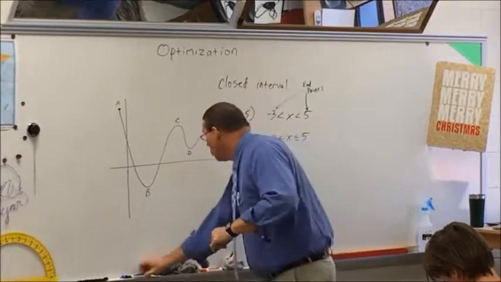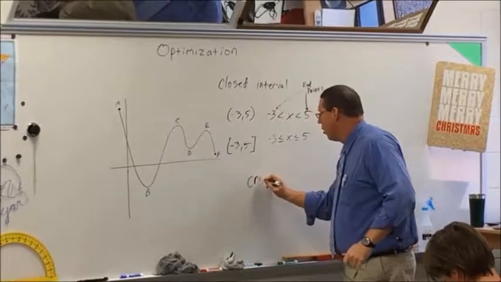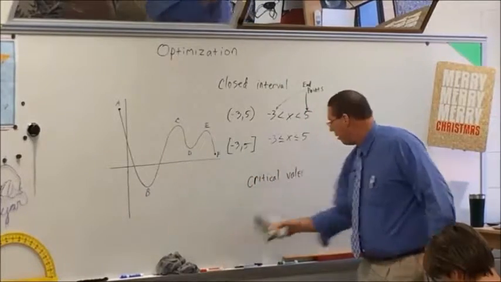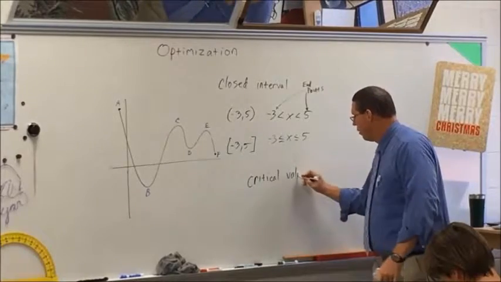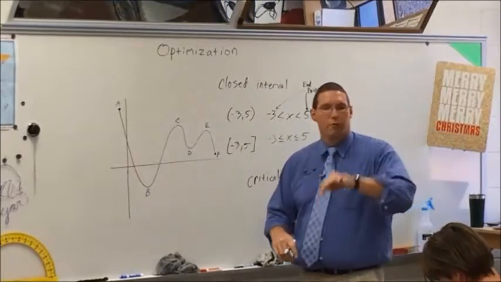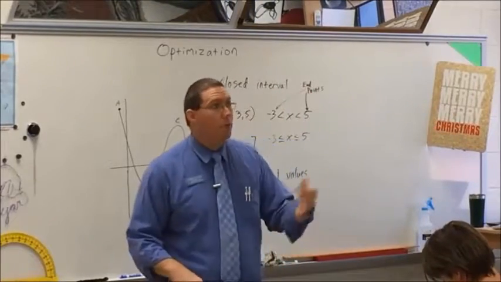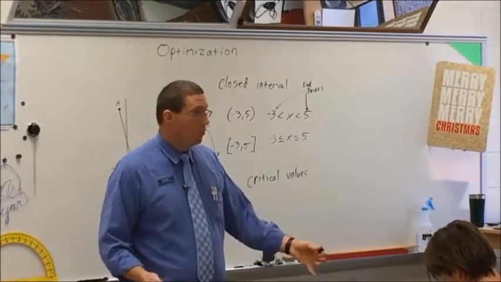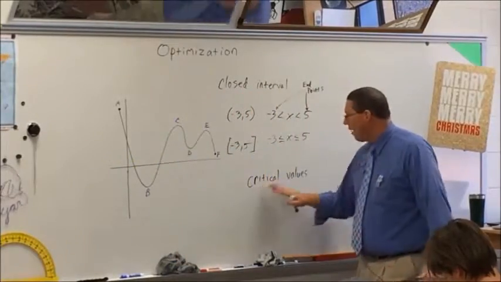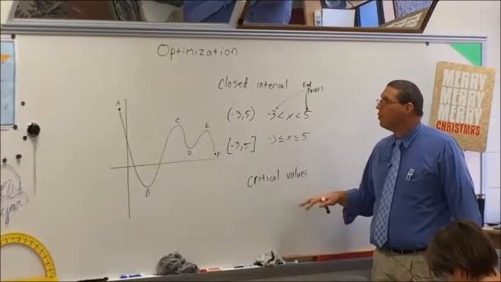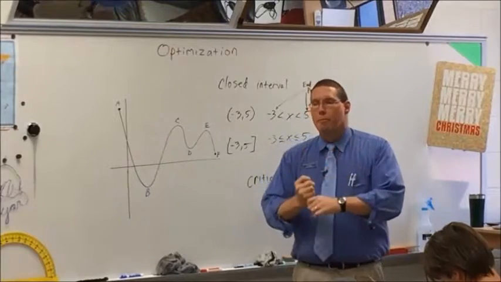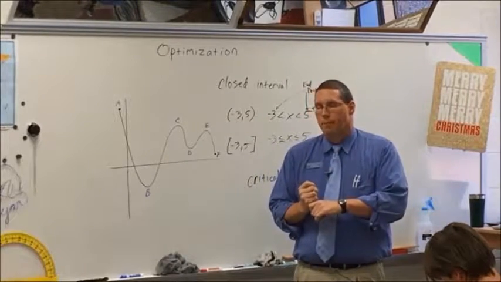Okay, so here's the thing. You have to remember this phrase, critical values. You have to know how to find critical values. You were tested on that. That was on the final exam. Remember? We did that a good bit. You have to know how to identify the critical values of a function in order to be able to identify the possibilities for the absolute maximum and the absolute minimum. Okay? All right, let's do it.